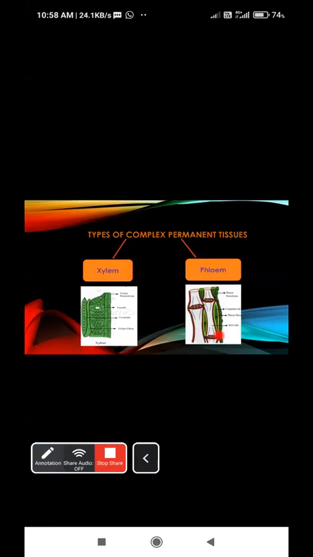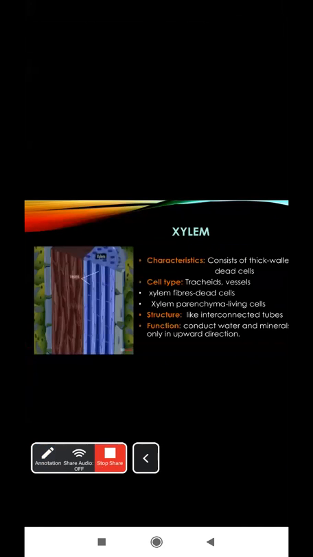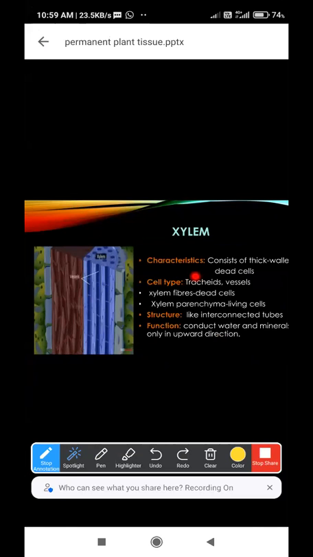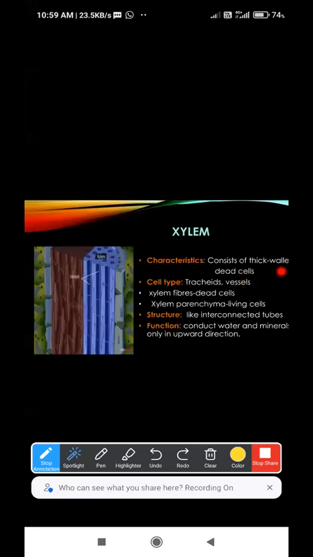Now let us study these tissues in detail. First is xylem. Xylem consists of thick wall dead cells. There are four different types of cells which make the xylem. They are known as tracheids, vessels, xylem fiber, and xylem parenchyma.